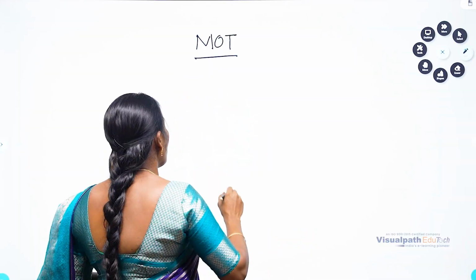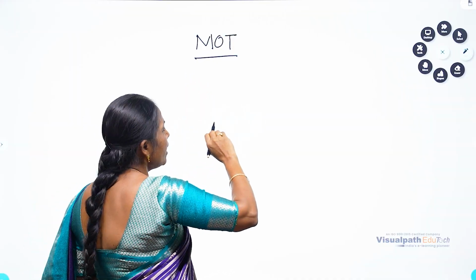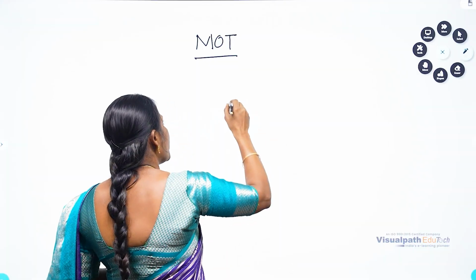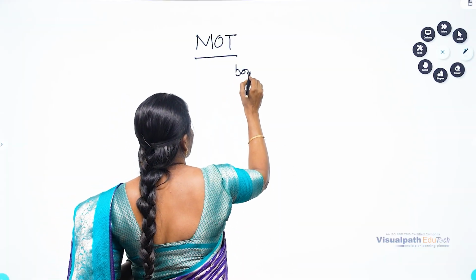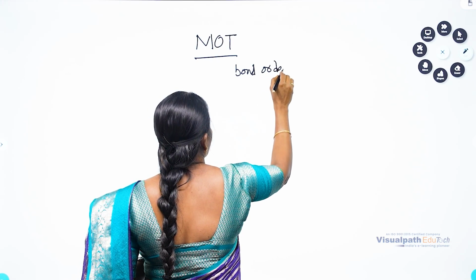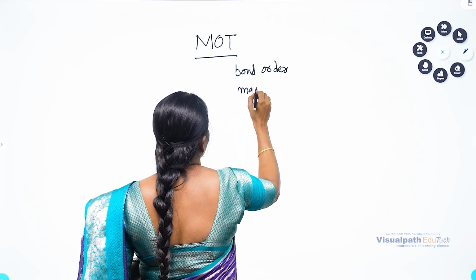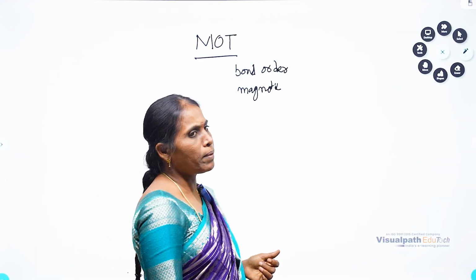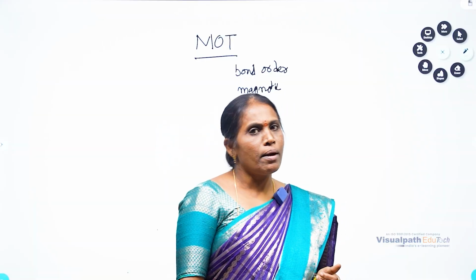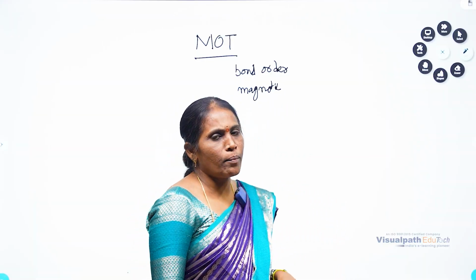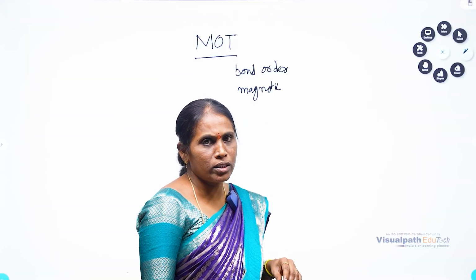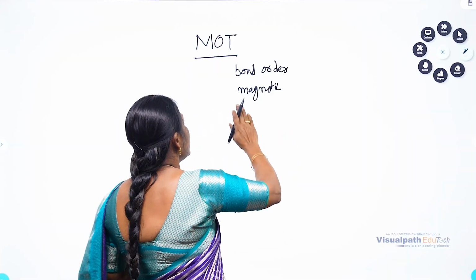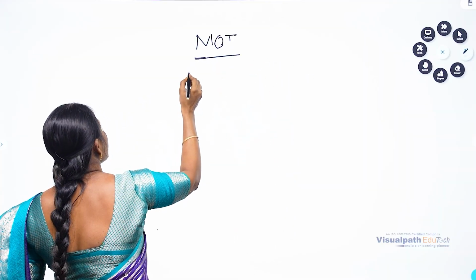So now we go to see the MO diagrams with examples. Here we follow the electron filling method. This molecular orbital theory is useful to explain the bond order and magnetic nature. These MO diagrams explain that particular molecule's bond order and magnetic nature. What is the bond order? Bond order means the number of bonds in that molecule. Here we see one example, that is N2.